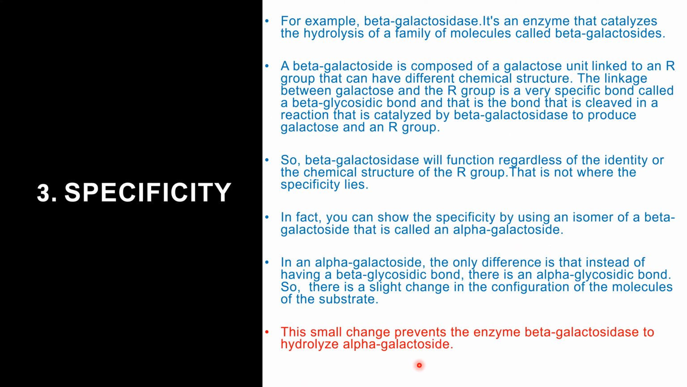So this is basically confirming that enzymes are very specific for their substrate and for particular bonds, for the configuration of the molecules. The R group was not the consideration for the specificity. It was the beta and the alpha isomers where the specificity lies.